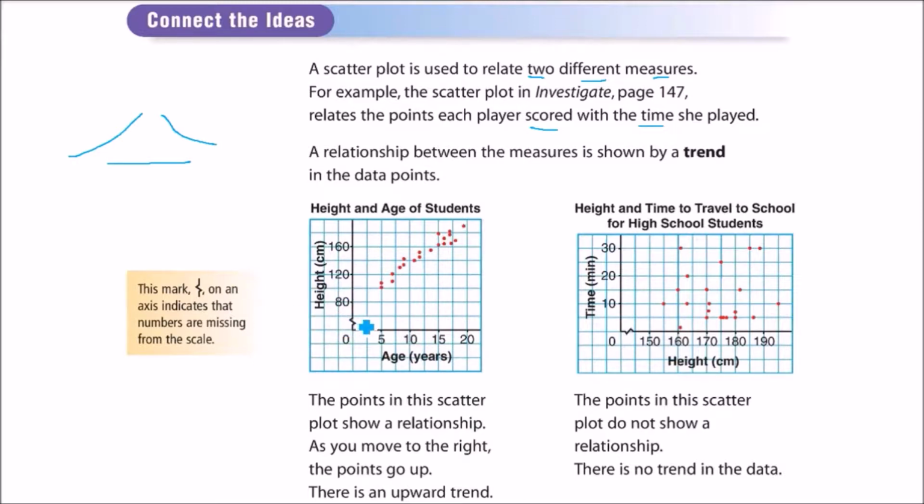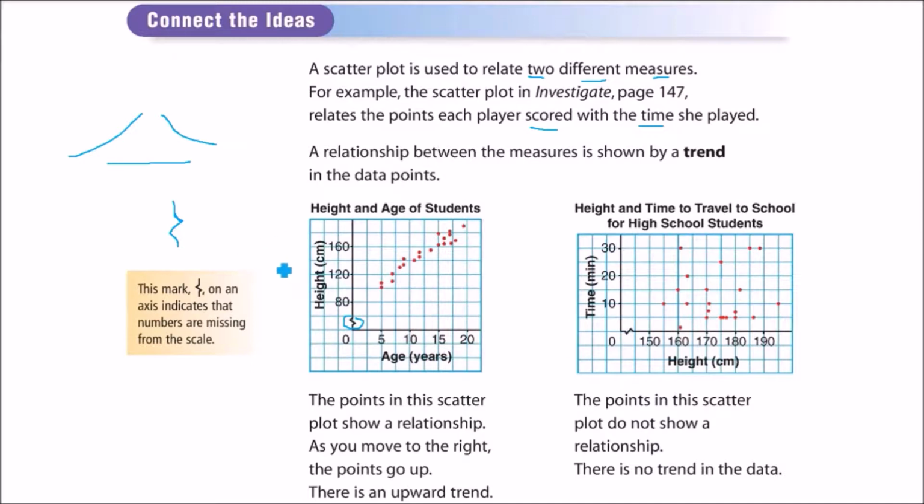And here is a mark. If you see this kind of mark, it indicates that certain numbers are missing from this scale, so we don't consider these numbers. We just start from 0 and then go to 80. Again, here we are also missing some numbers. So the relationship between the measures, as I said, is shown by the trend.